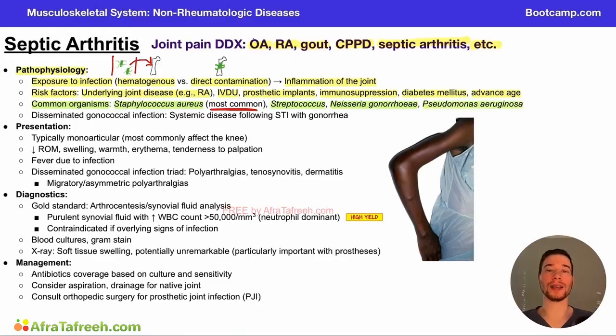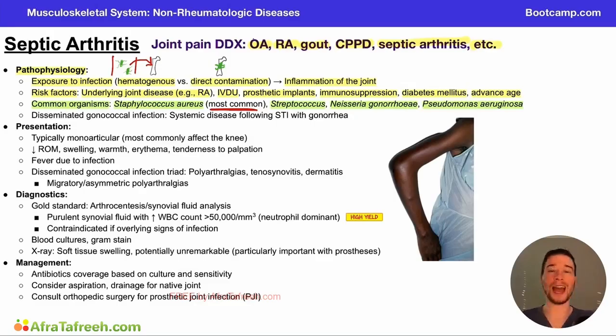There are other bugs that can cause this, but these are the most commonly asked about ones. The key ones are going to be the Staphylococcus aureus, as well as the Neisseria gonorrhea, because we're going to talk about here shortly something called disseminated gonococcal infection, where there's a classic triad that younger patients can get with septic arthritis. So we'll talk about that soon.